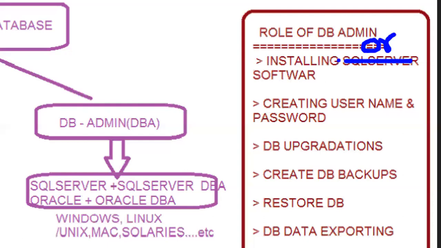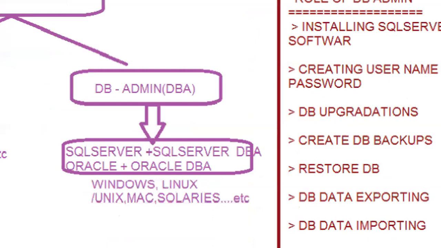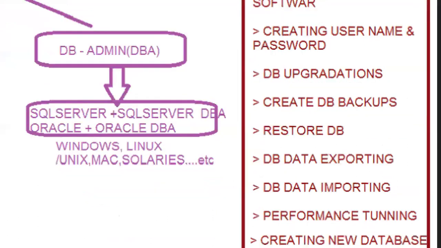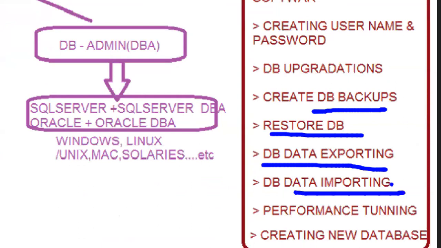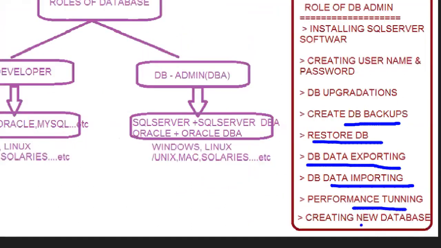Database upgradations: if any upgradations are coming to the database, they install them on your systems. They create database backups for safety, and restore databases. They handle data exporting from one location to another, and data importing from another location to my server. They check performance tuning levels, whether every query's performance is good or bad. And finally, they create new database memories.